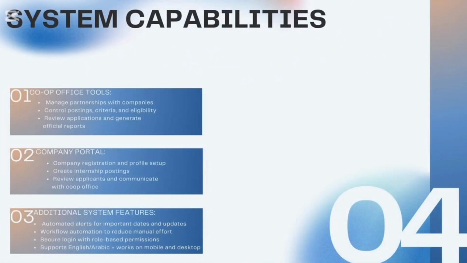Continuing with the system capabilities, the co-op office can manage postings, review applications, and set criteria. Also, it can generate reports. Companies can post opportunities, review applicants, and communicate with the co-op office. The system also provides secure login, automation, and bilingual support.